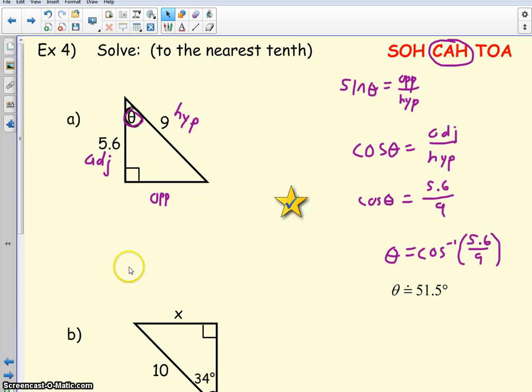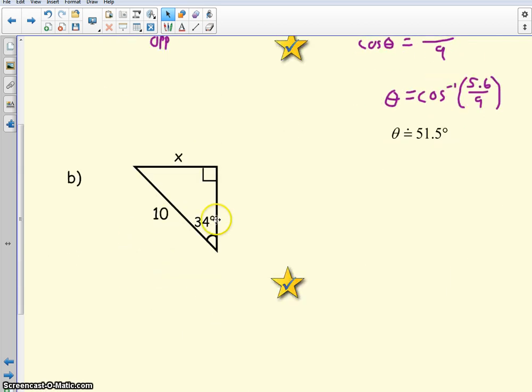Okay, moving down, new situation right here. Here we're given an angle and one side, and we've got to solve for a missing side in the triangle. Just like always, label your sides first and foremost. So again, you choose what angle you want to work with. You could work with this one, 34 degrees, or you could use the fact that all the angles add up to 180 and find this missing angle right here.